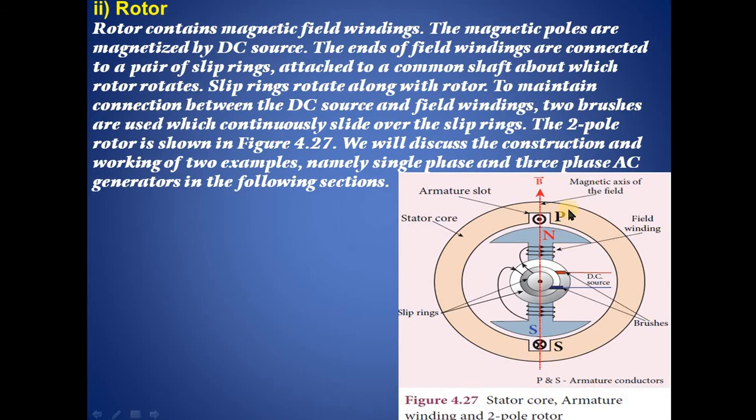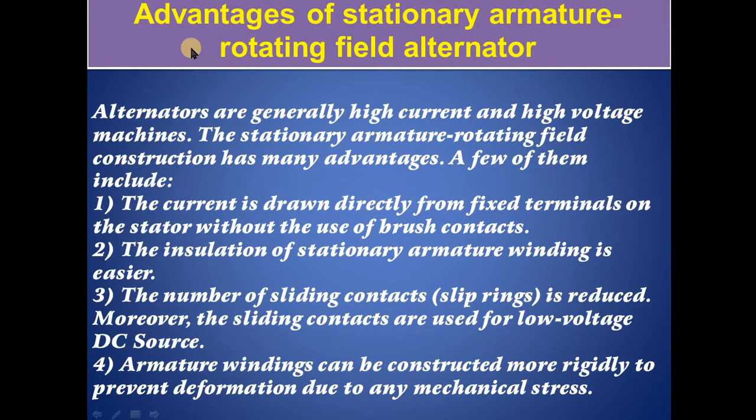We will discuss the construction and working of two examples, namely single phase and three phase AC generator, in the following section. So the next topic is advantages of stationary armature and rotating field. Alternators are generally high current and high voltage machines.